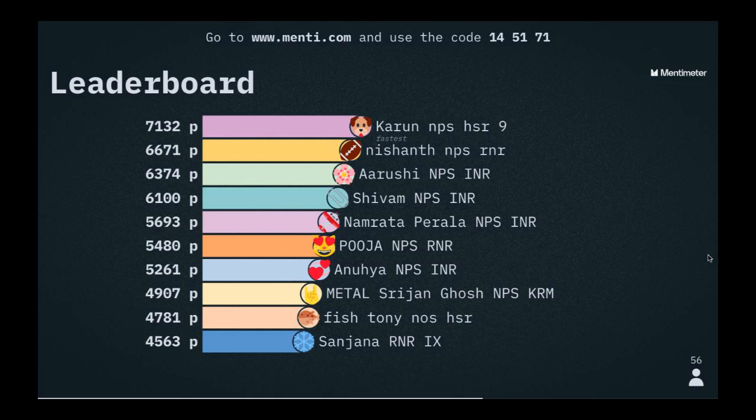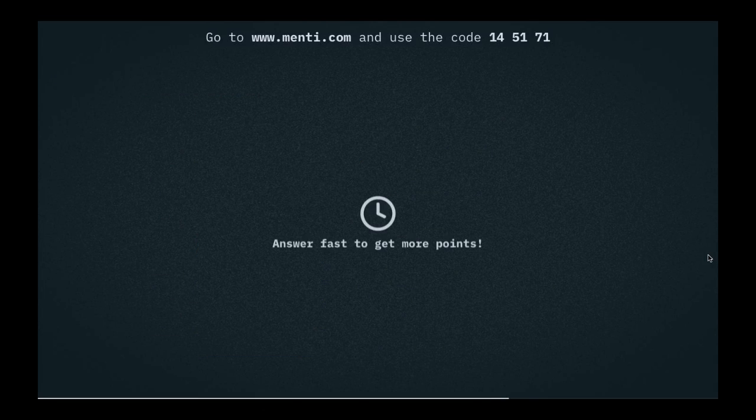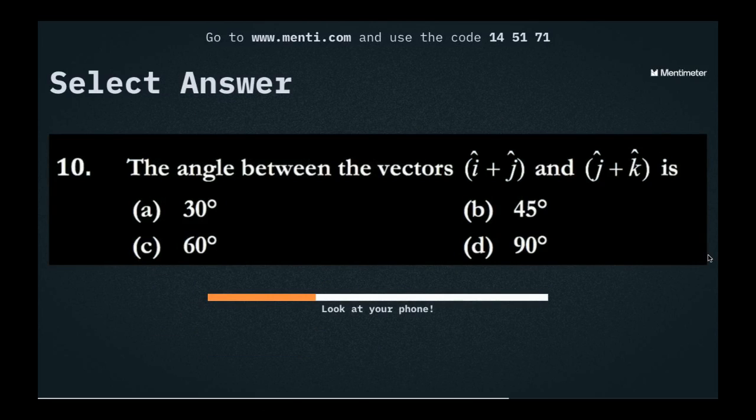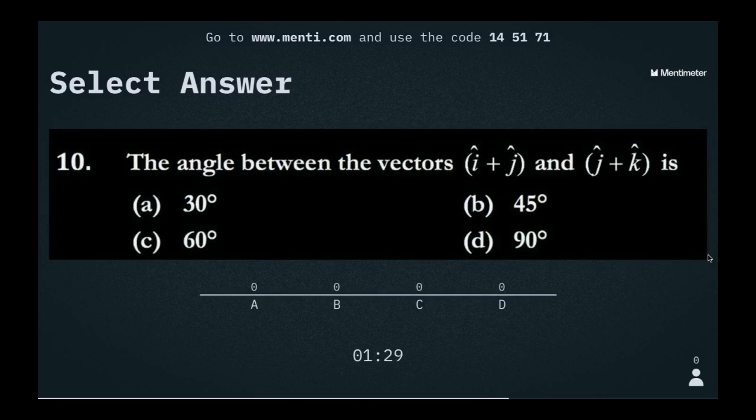And here we go to the next question. The angle between the vectors, again. Now there are people who had taken the burn initially. So let's see how many learnt from the last accident they had.